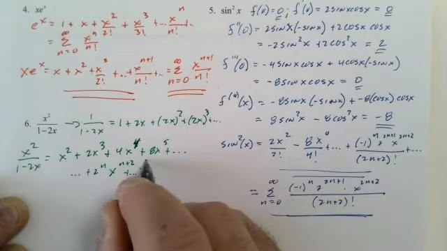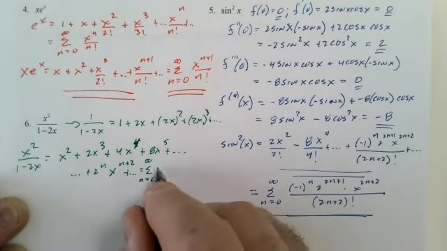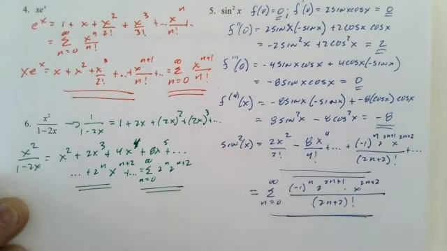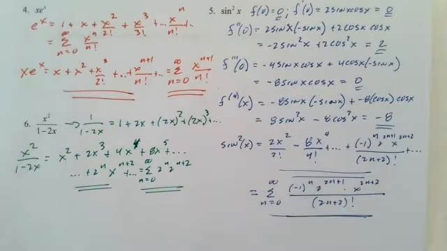The sum from n equals 0 to infinity of 2 to the n, x to the n plus 2. Wow, this is fun. Not. Onwards.